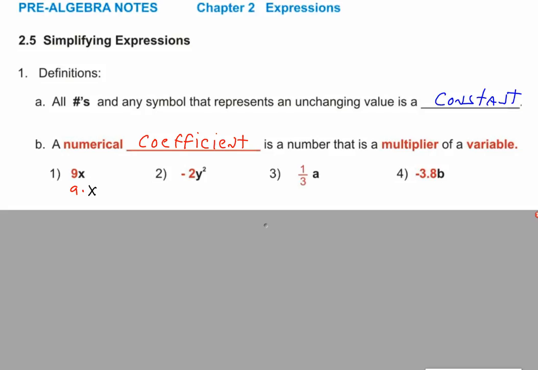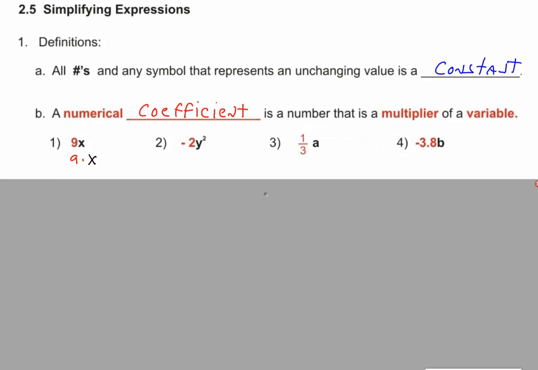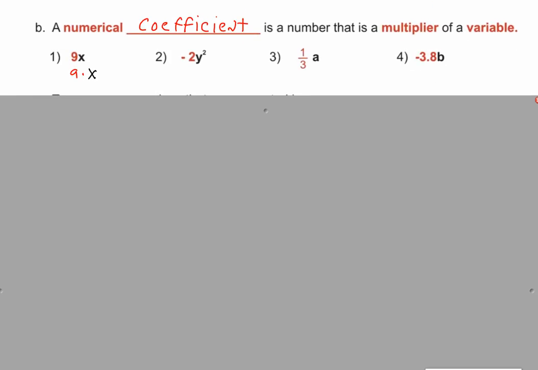So I highlighted them, I color-coded them, so it's easy to see. The second example, the -2 is the coefficient. And the third example, the 1/3 is the coefficient. Right? And the fourth one, the -3.8 is the coefficient. Okay? Pi can be a coefficient, etc. Any constant, generally though a number, and so coefficient.